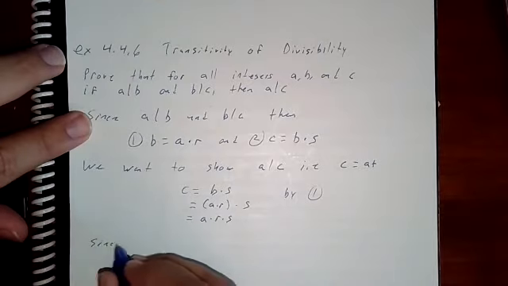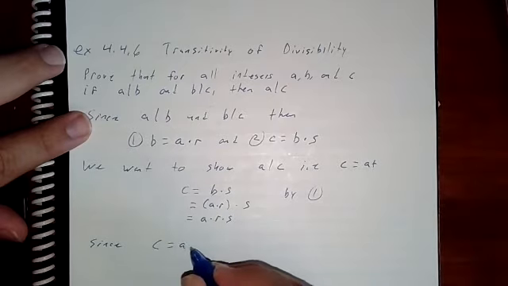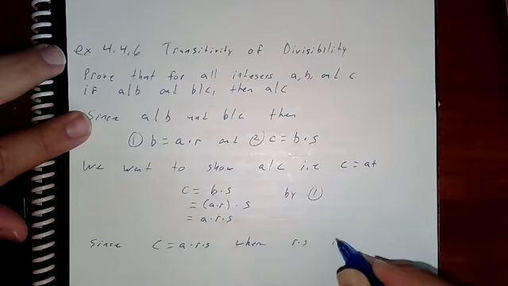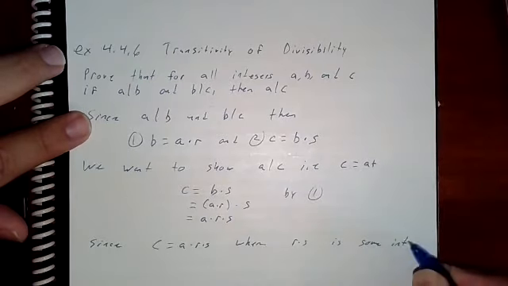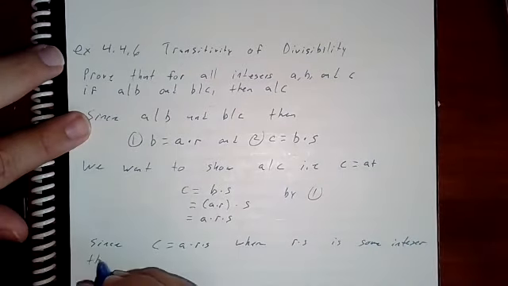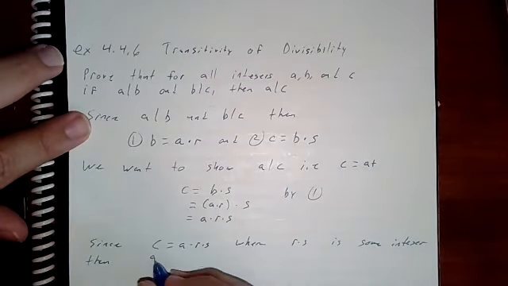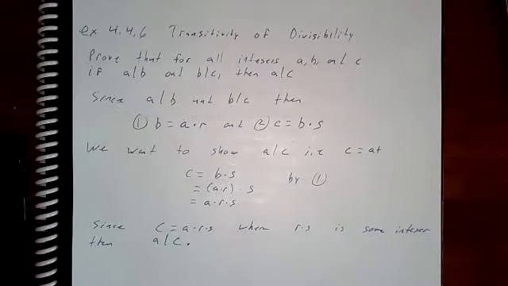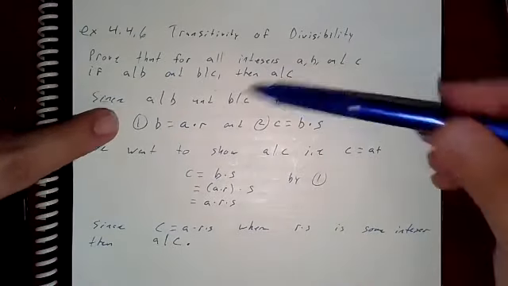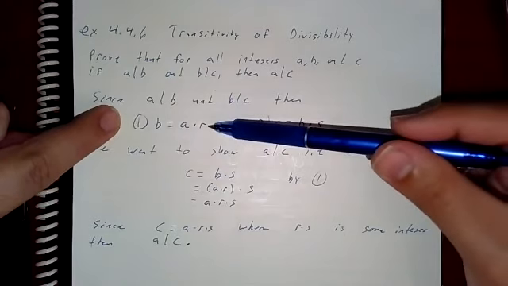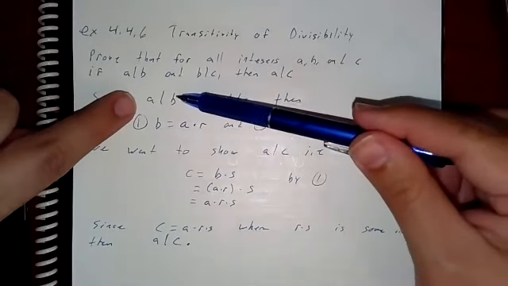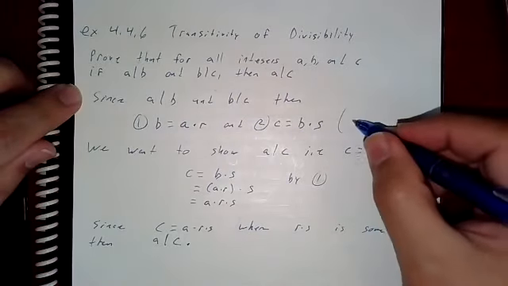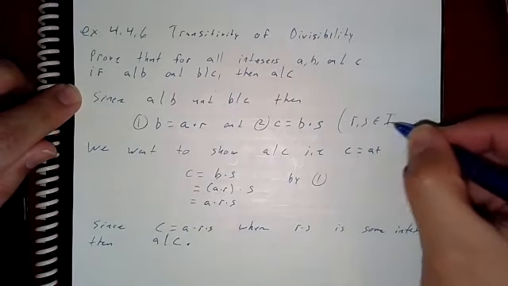So since c is equal to a times r times s, where r times s is some integer, then a divides c. So that shows what we wanted to show. Okay, so basically we apply the definition of division on this guy. That gives us this. And I'm going to make a little note here: r and s are integers, by the way.